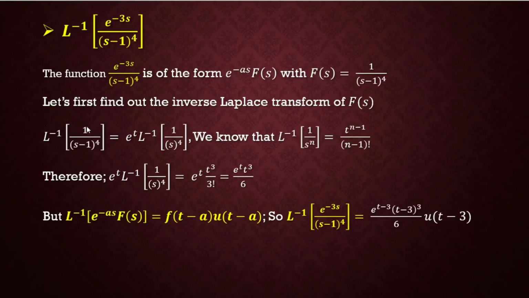So Laplace inverse of 1 by (s minus 1) raised to 4 is equal to e raised to t Laplace inverse of 1 by s raised to 4, right? That is, look at the denominator, we have s minus 1 here. This s minus 1 is due to e raised to t. So if we take that e raised to t outside, the denominator will become equal to s.